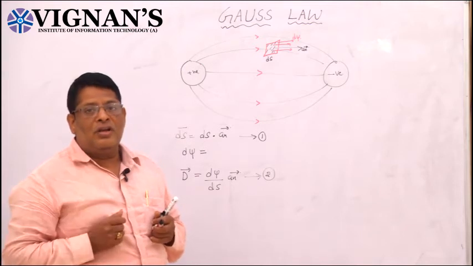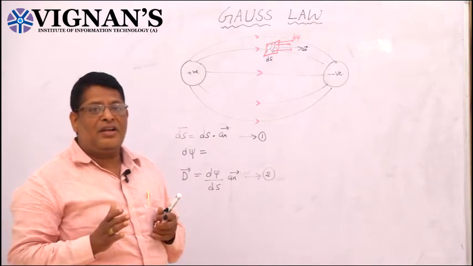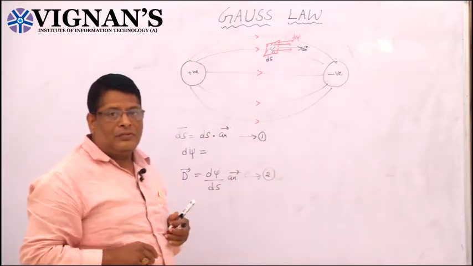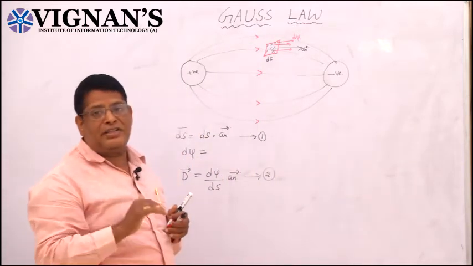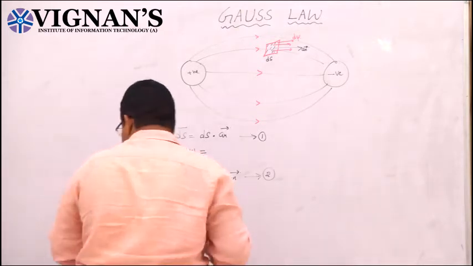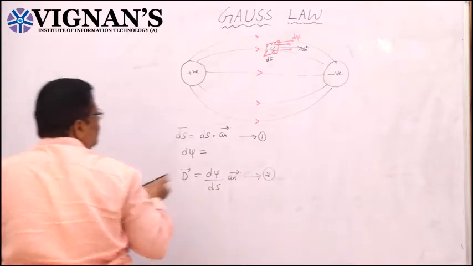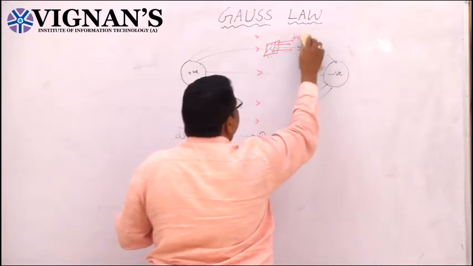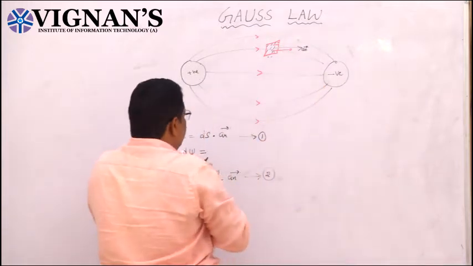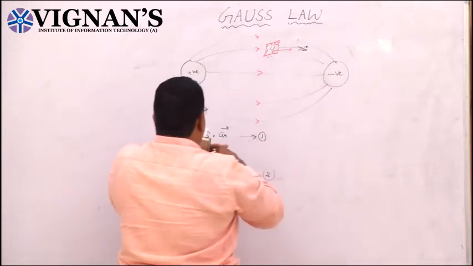Suppose the direction of the flux density which is leaving the surface is not the same. That case will also exist practically. Suppose here the same diagram, this is the direction of D bar.